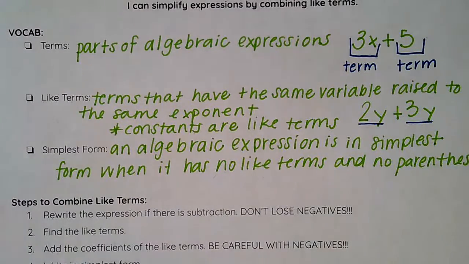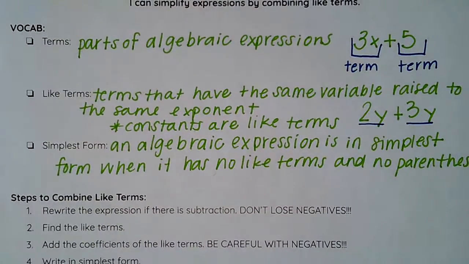Lastly, we have simplest form. An algebraic expression is in its simplest form when it has no like terms and no parentheses. There's nothing more that we can combine to simplify it down.